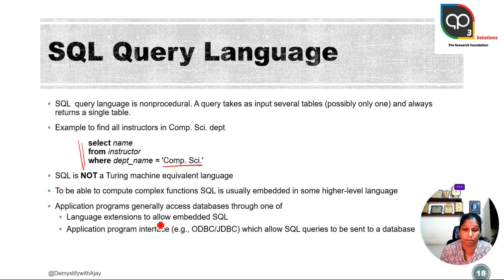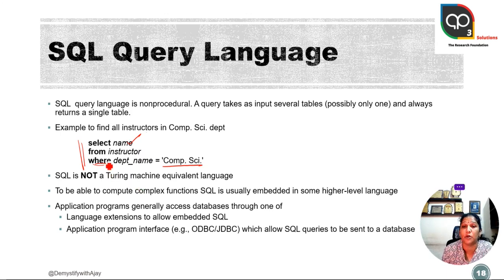So here what's happening? Select name, of course, tells the database, I only want the name field. And from instructor, of course, specifies the table we're querying. And of course, the where condition. So here the condition is department is equal to computer science. So it filters the results to only those whose department is computer science.